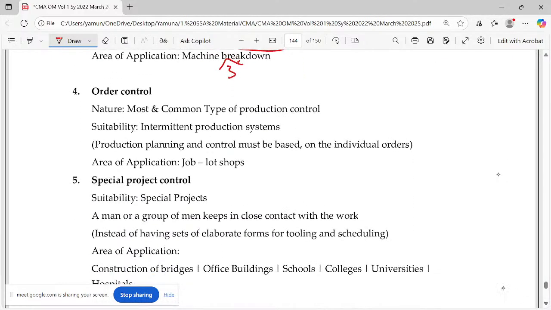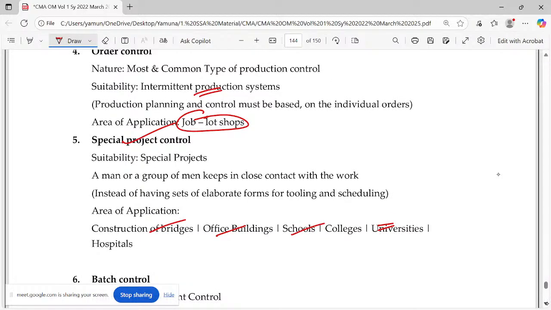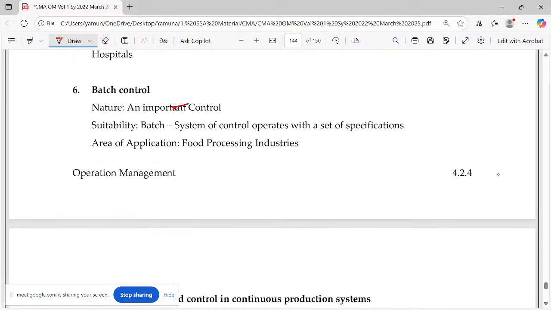Order control. This is suitable for intermittent production system, applicable for job lot shops. Special project control, like turnkey projects, construction of office buildings. Some are specially designed, so each and every project matters here. Batch control, it's quite important when you go for food processing industries.